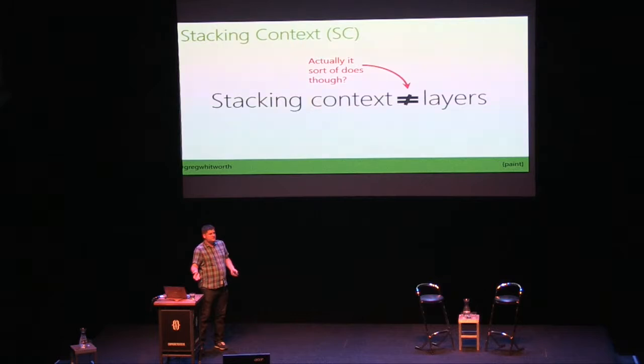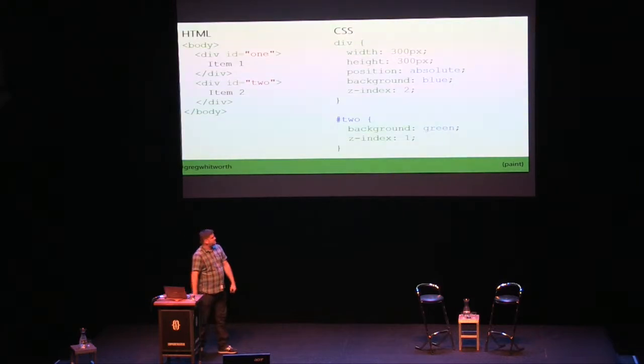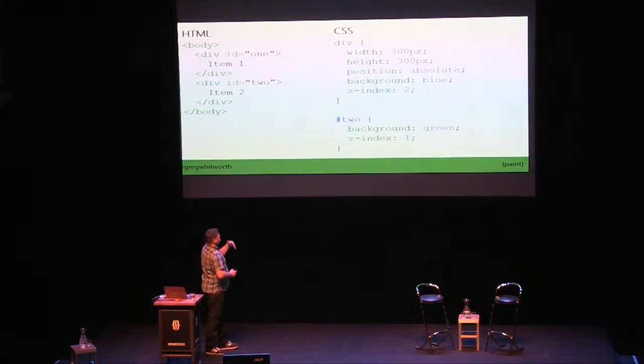But it sort of does. So then what the crap is it? Like, what does stacking context actually do? I'm a very visual person, so let's look at an example. So we have a body with two elements in here, item 1 and item 2. The only thing that's happening over here is I'm positioning them absolute with a z-index other than auto, and this will create a stacking context.